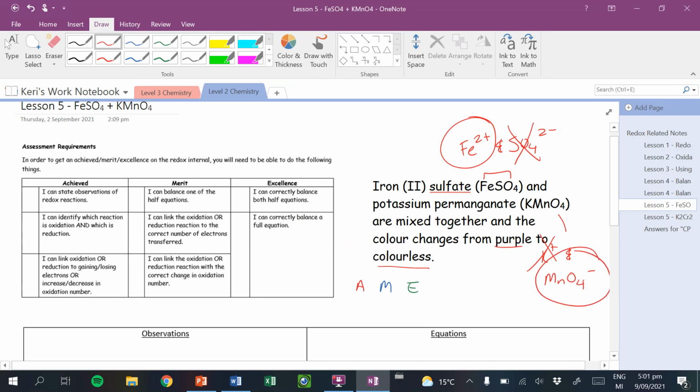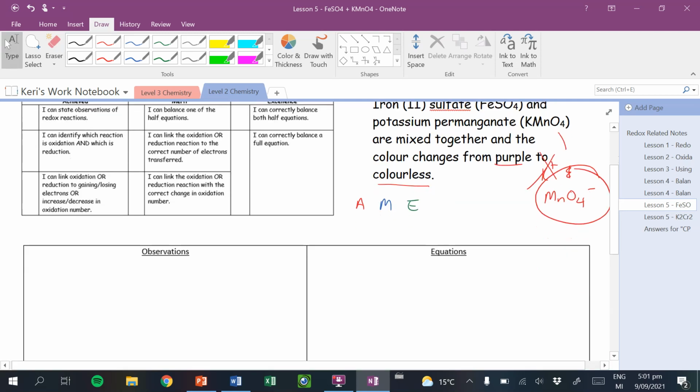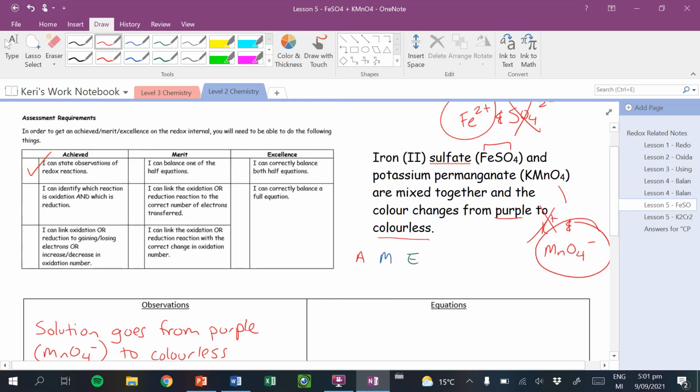Cool. So my first step then is I need to state the observations and link them to the redox reaction. So my observations are that the solution goes from purple, and again, we want to link in why is it purple. So it's purple because of the permanganate. If you want, you can also write down permanganate. To colorless. And the reason why it's going to colorless is because now you are forming Mn2+, so the manganese ion. So that's my observation. I have now linked it back to the species. I've met that first requirement.